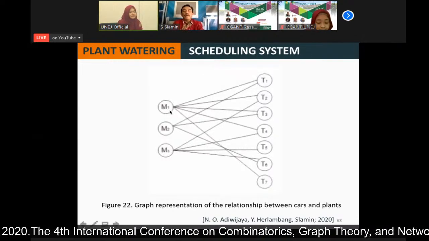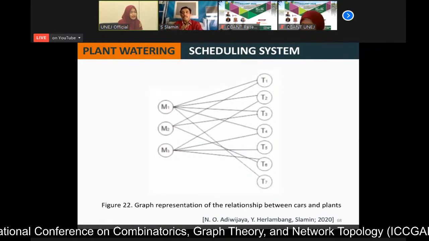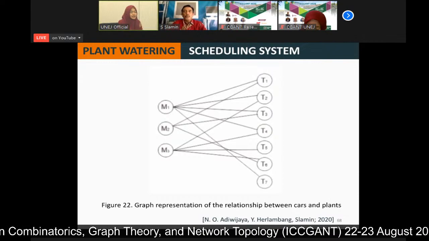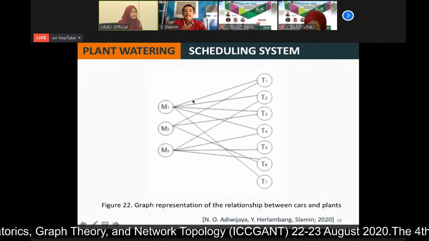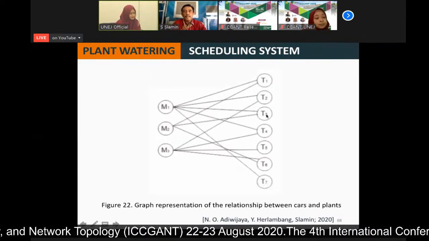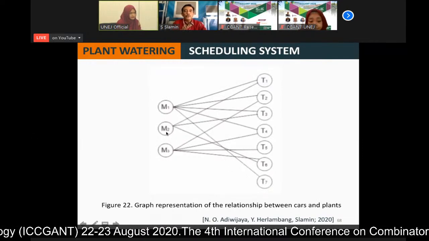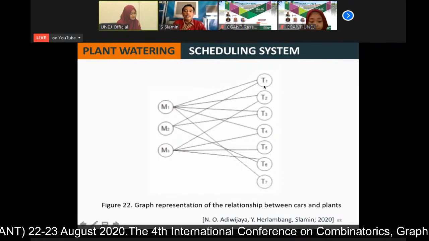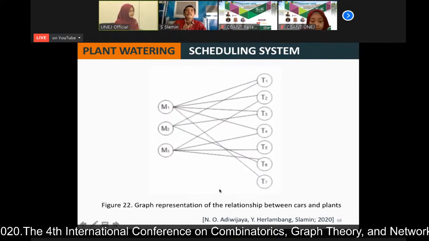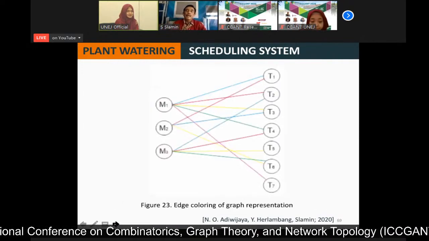I mean that car one, because of the access, some routes are very narrow, some are very large. So car one can only have access to plant 1, for example, and plant 2, plant 3, plant 4, and plant 7. And car 2 can water plant 1, plant 3, and plant 6, and so on. So in this case we use edge coloring. We use edge coloring for this part.